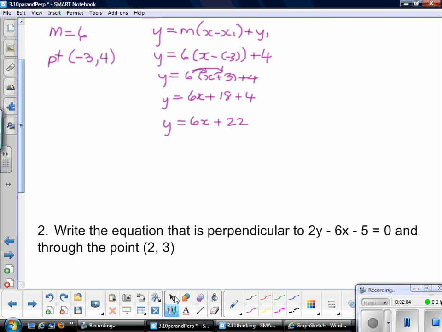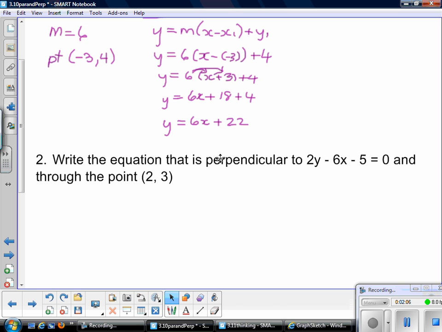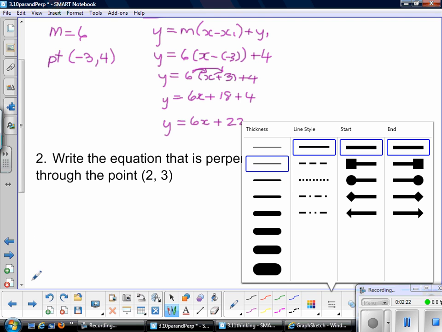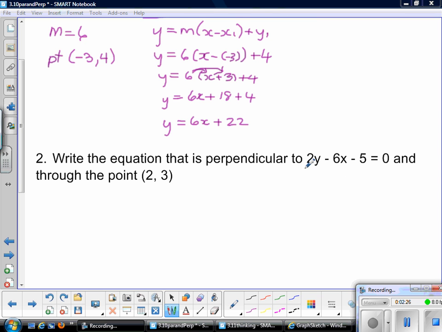What does it say we're supposed to do? Well, it says that we want an equation that is perpendicular to 2x minus 6x minus 5 equals 0 and through the point 2, 3. Now notice what they did here. They weren't very nice to us, because we first have to find the slope so we can find its negative reciprocal. It's not in the correct form.